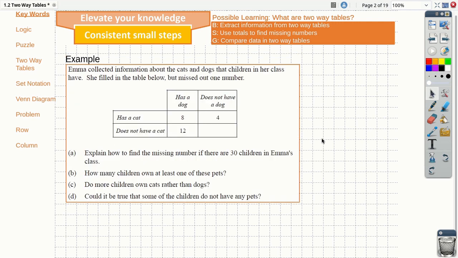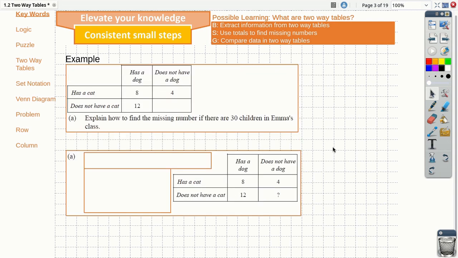Example number 1. Emma collected information about the cats and dogs that children in her class have. She filled in the table below, but missed out one number. Part A. Explain how to find the missing number if there are 30 children in Emma's class. Part B. How many children own at least one of these pets? Part C. Do more children own cats rather than dogs? And Part D. Could it be true that some of the children do not have any pets?